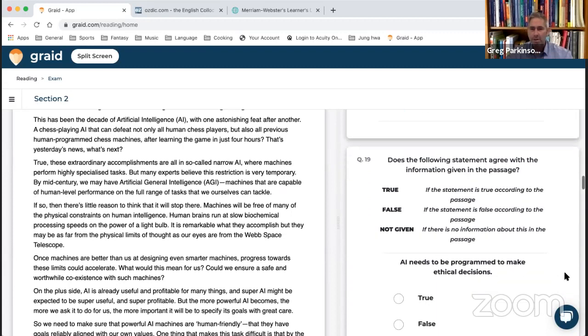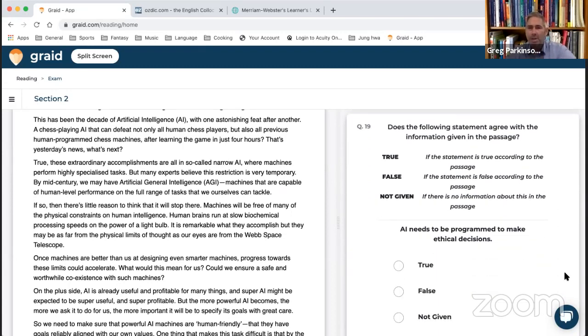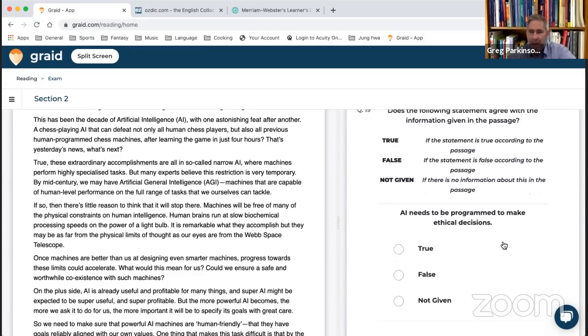So question 19, does the following information agree with the information given in the passage? So that's the key. AI needs to be programmed to make ethical decisions. Now, probably the word I'm going to look for here will be decisions. It really depends. I just think it might be easier for me to find that. There are not so many synonyms for decisions, perhaps. Another one I might be looking for is ethical. So I'll let you scan at home. Just going to scroll down.